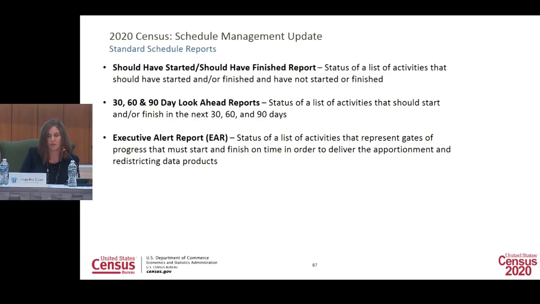These are three of our key reports. We produce a should have started, should have finished report, and it's pretty self-explanatory. It lists the activities that were planned to start and or finish, but do not have any actuals associated with them, actual dates applied. We also produce a 30, 60, and 90-day outlook report, which is just upcoming activities to occur in the next 1, 2, and 3 months. And then we have our executive alert report. That is a list of handpicked activities by the operational owners of key milestones that must occur on time in order to deliver apportionment to the president on time, meet our ultimate goal.